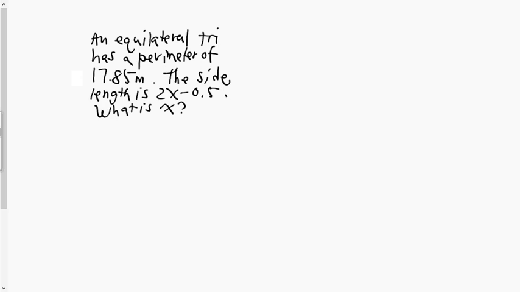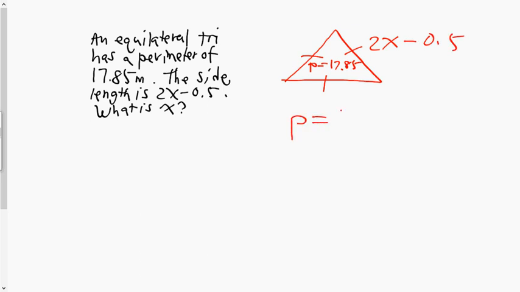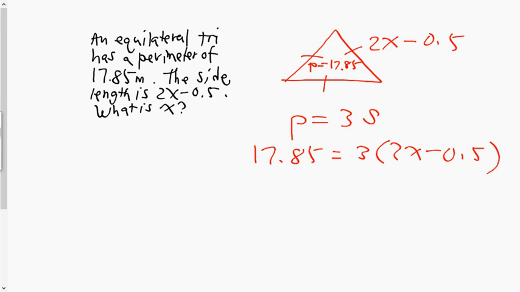An equilateral triangle has a perimeter of 17.85 meters. So let's make an equilateral triangle. Perimeter equals 17.85. The side length is 2x minus 0.5. What is the value of x? So the perimeter of an equilateral triangle is 3 multiplied by the side length. The perimeter given is equal to 3 multiplied by the side length, which is given. So when we substitute, that's what we get.